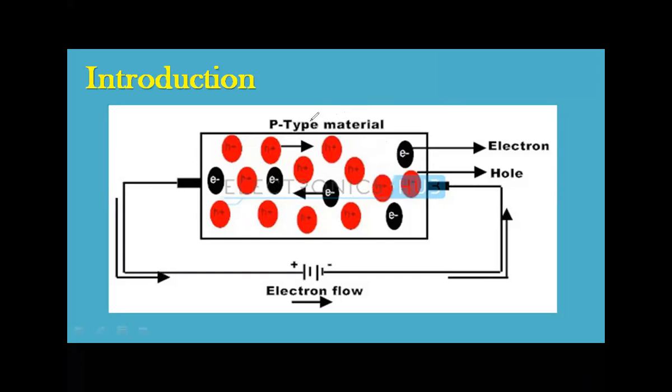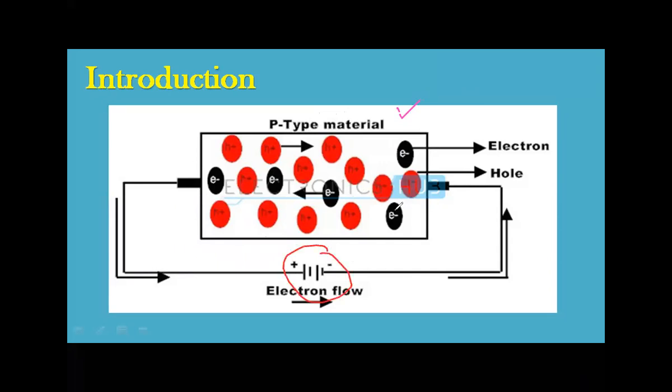And moving on, here you can think about P-type material. This is a P-type material. And here, how do we know this is a P-type material? Like here, you take the material and connect it to the battery.